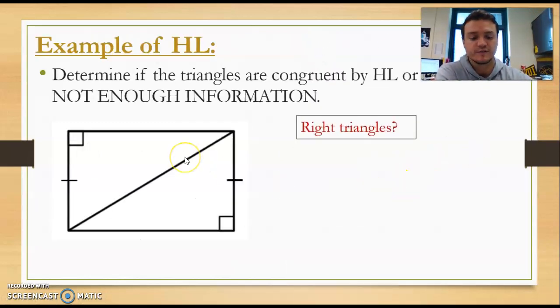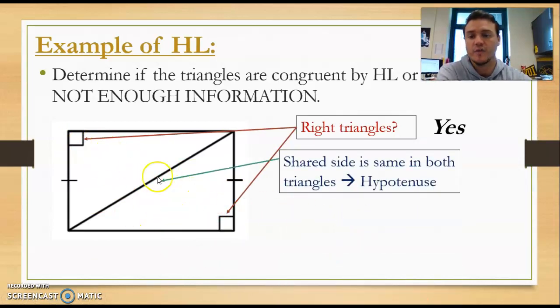So first things first, notice how we have right triangles because of the right angles here. So that means that each of these are right triangles. Notice how this shared side in both triangles is actually the hypotenuse, because if you pulled these triangles apart, this longest side right here would be the same in both triangles, and that's called the hypotenuse. So the hypotenuses are the same.